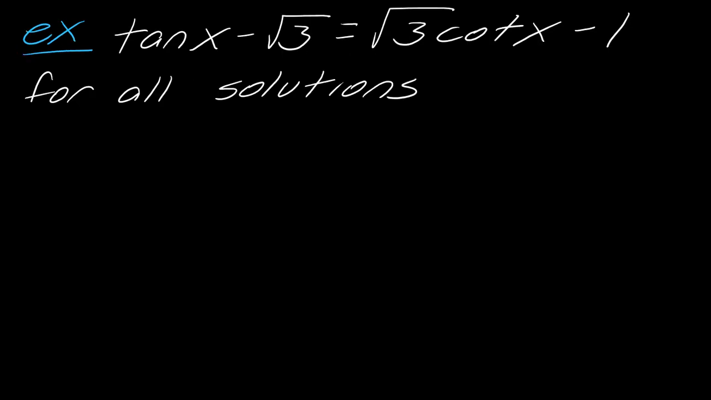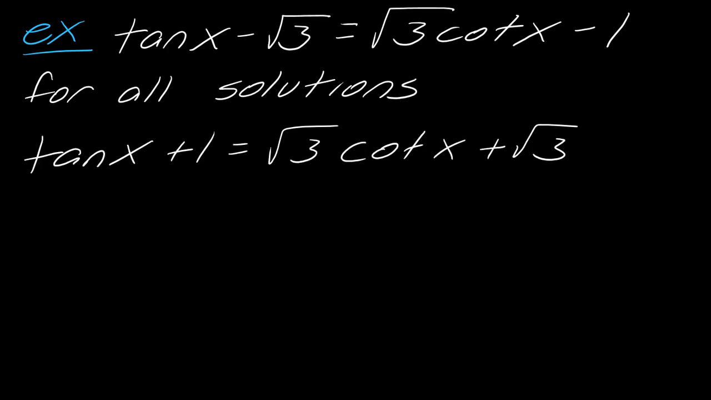Okay, and so for the last problem I want to look at, I've got tangent of x minus square root of 3 equals square root of 3 cotangent x minus 1 for all solutions. Okay, so the first thing that I'm going to do, just to make this easier to look at, is put the square roots of 3 together on the same side, and then the 1, I'm going to put it with the tangent of x. I think it just makes it a little bit nicer to look at.